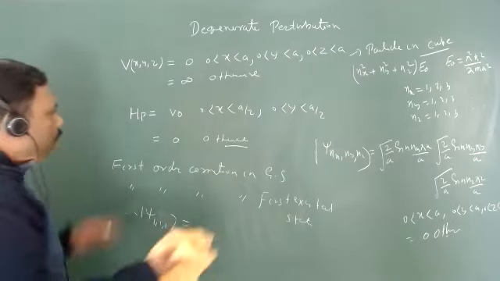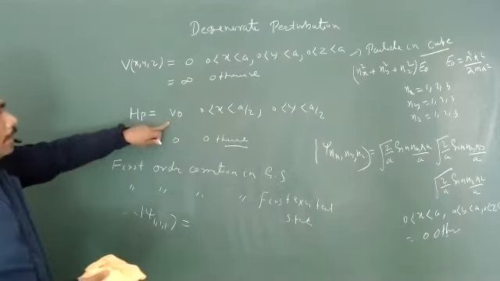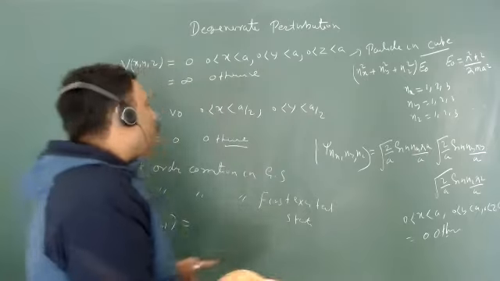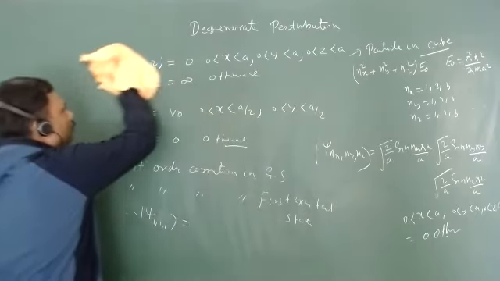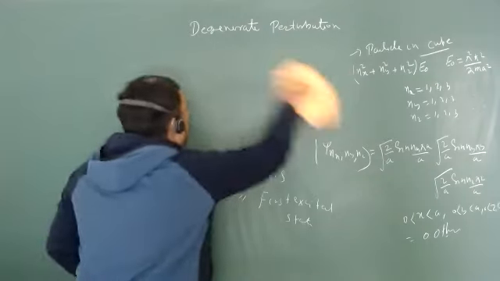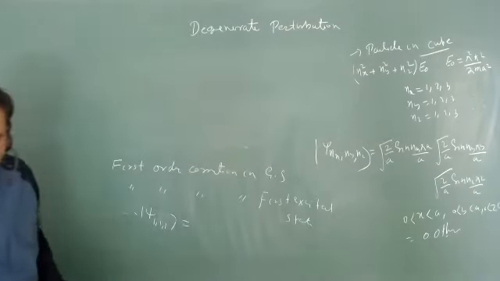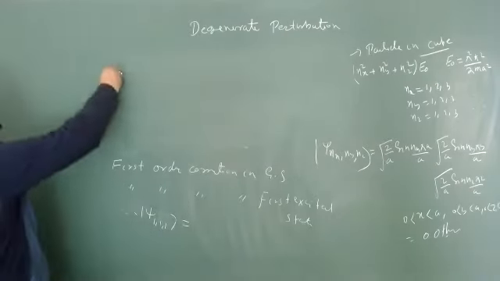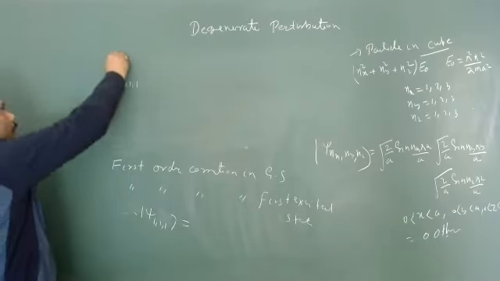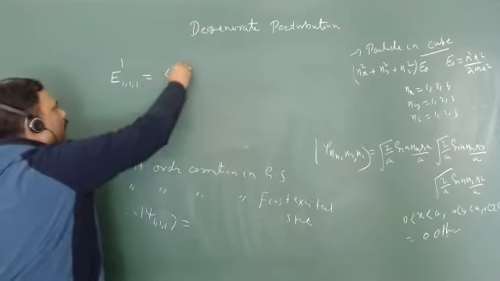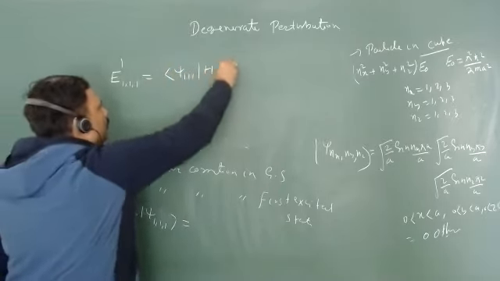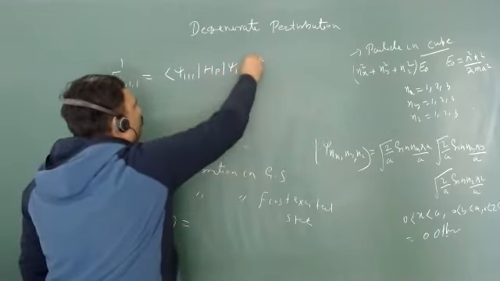So what is the perturbation? The perturbation is V naught, where x is between 0 to a by 2 and y is between 0 to a by 2. So let us go for this particular thing. I can give the notation that the correction term in state 1, 1, 1 up to order 1 is given by psi 1, 1, 1 HP psi 1, 1, 1.